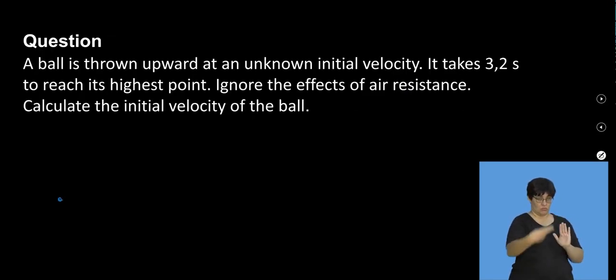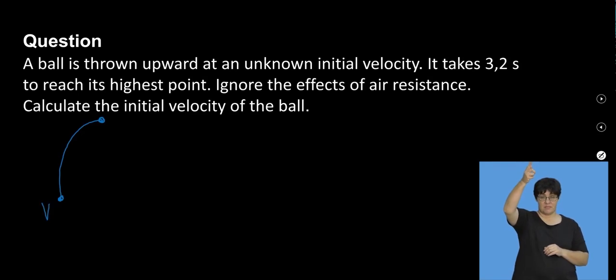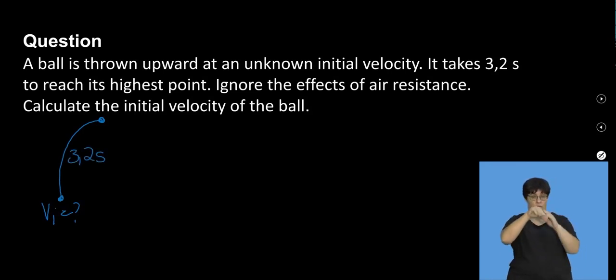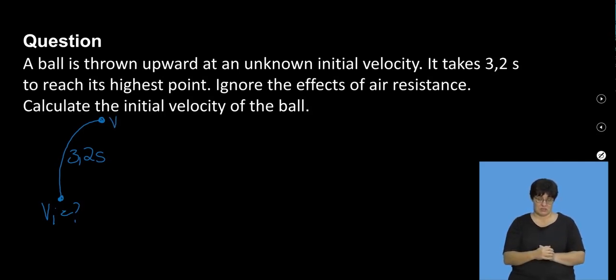Here we have my object, the ball. It throws up, and it gets to here. What they tell me is I don't know initial velocity. They do tell me, though, that it takes 3,2 seconds to get to the top. We now need to sort out what are the implied pieces of information. The first one is this. My final velocity is 0. It's reached the top of its motion, and it's about to come back down.